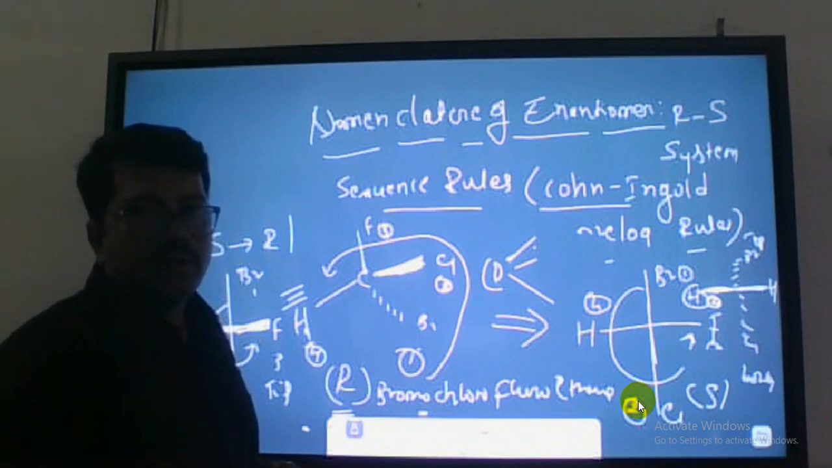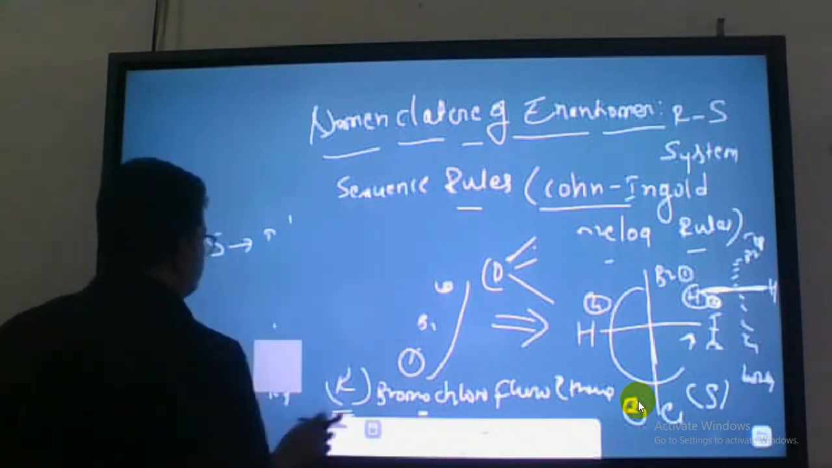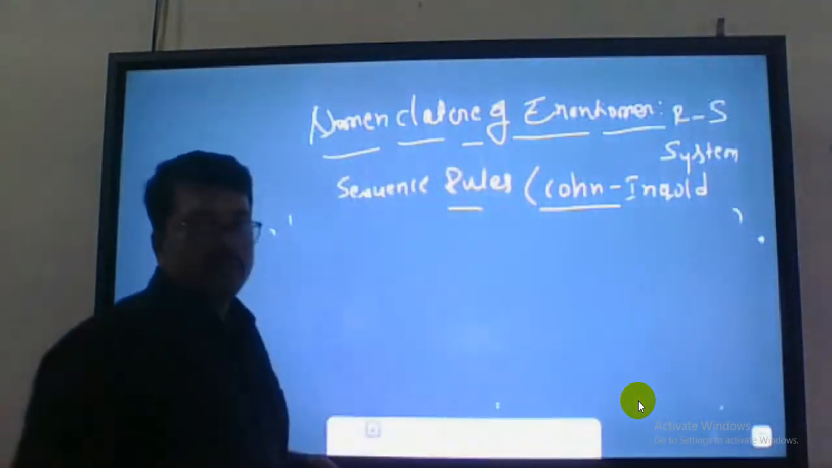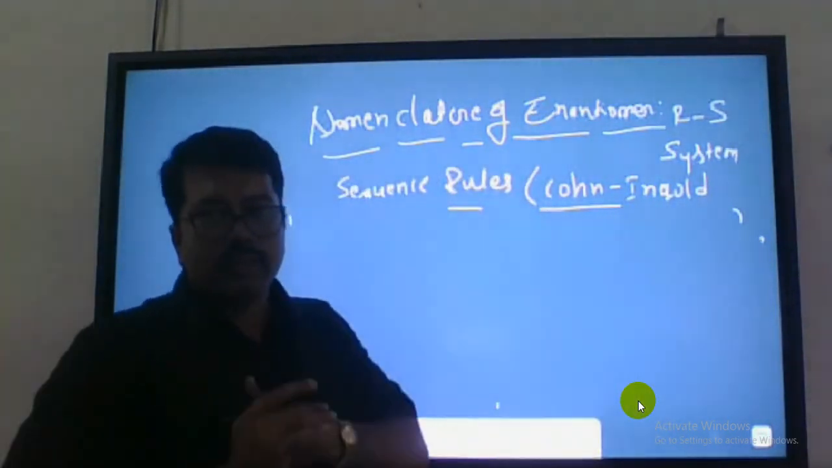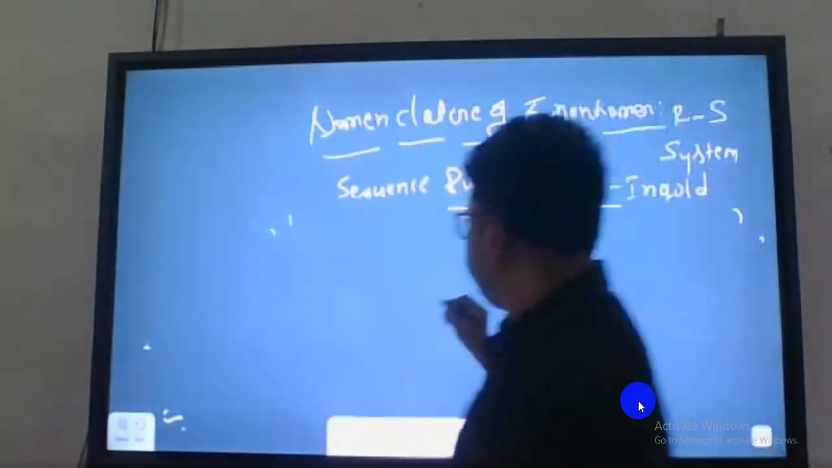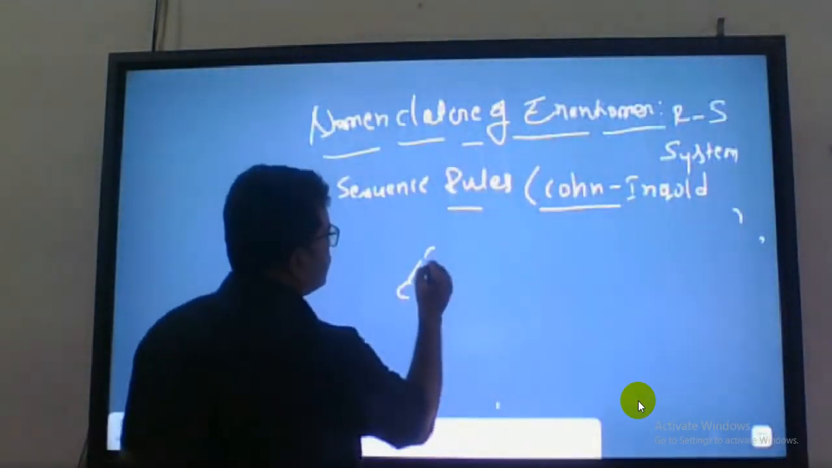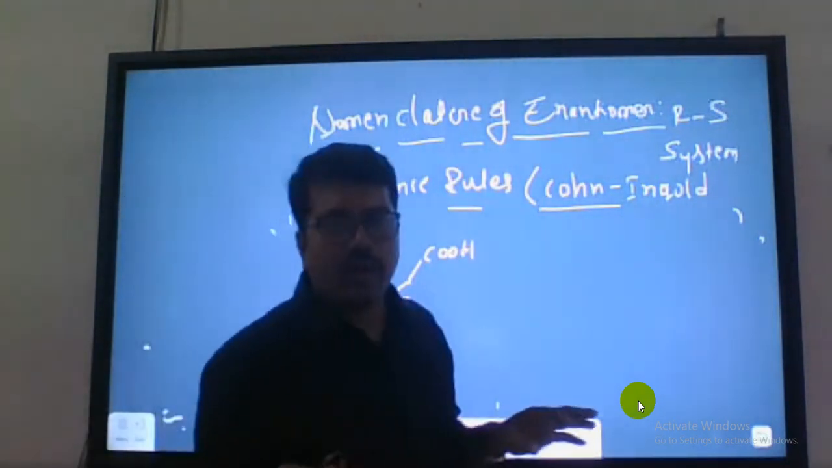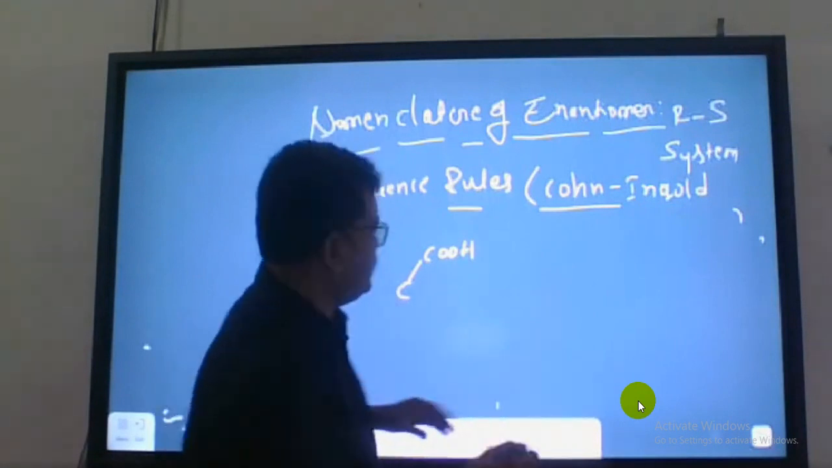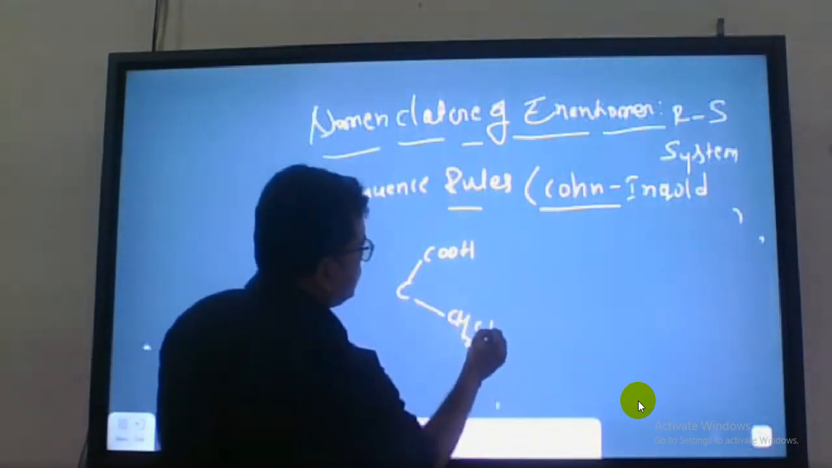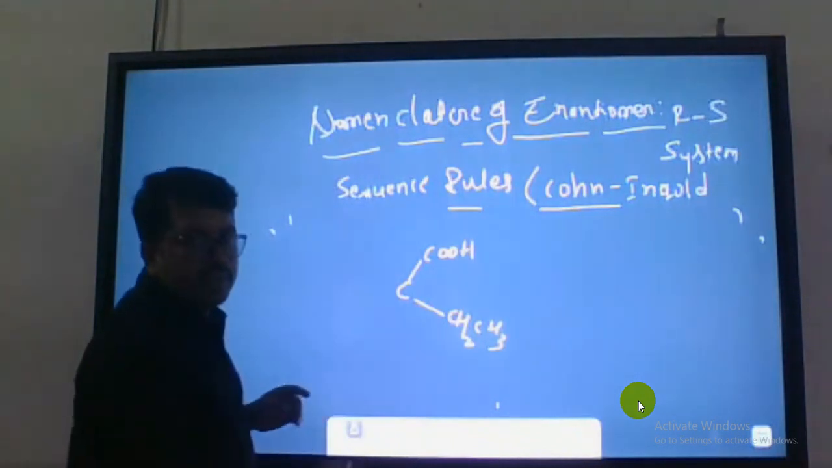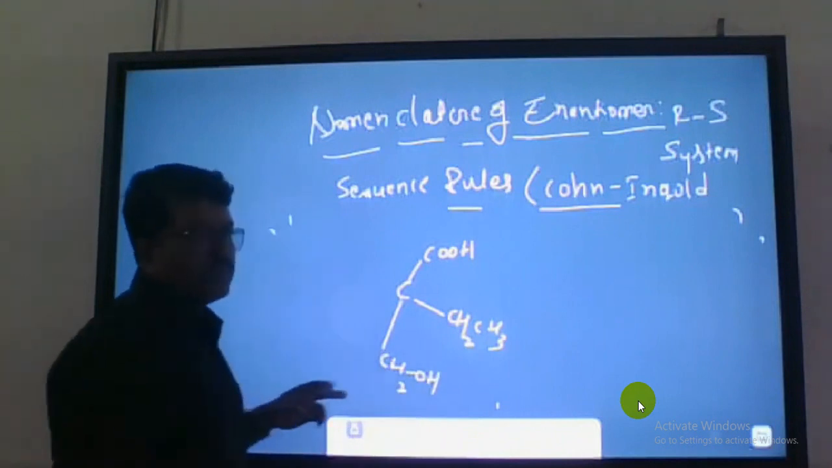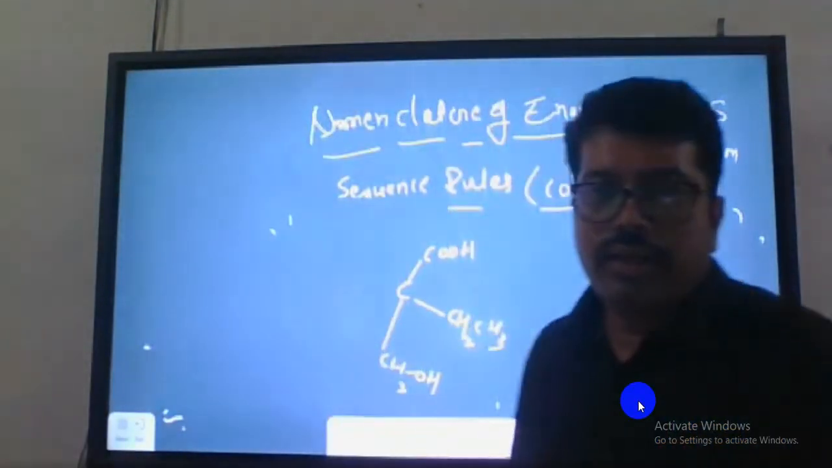That is S to R. So one more example I will give. So next, if you take this as an example, COOH, and COH alcohol, and CS2, CS3. CS2 OH.